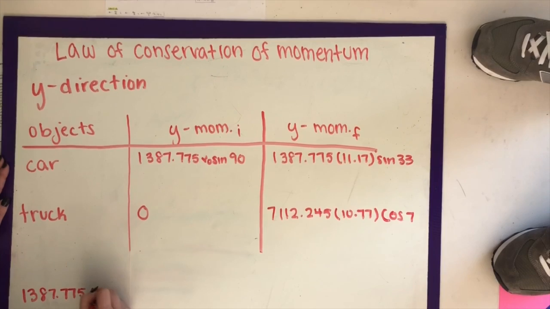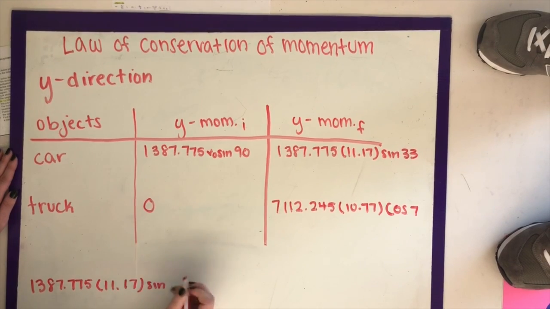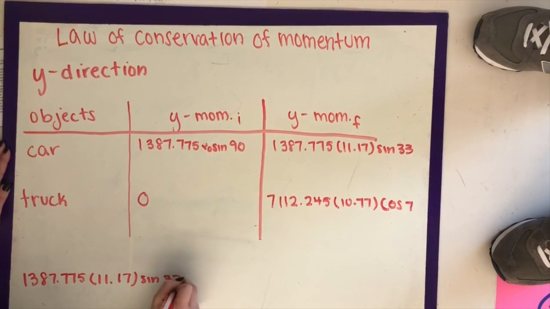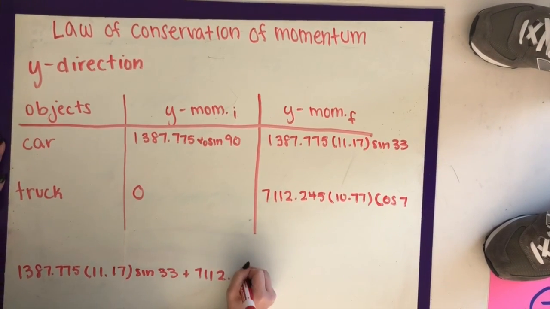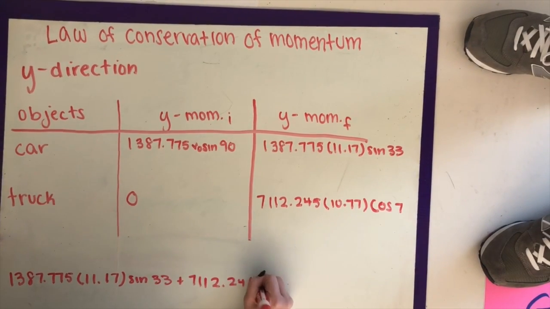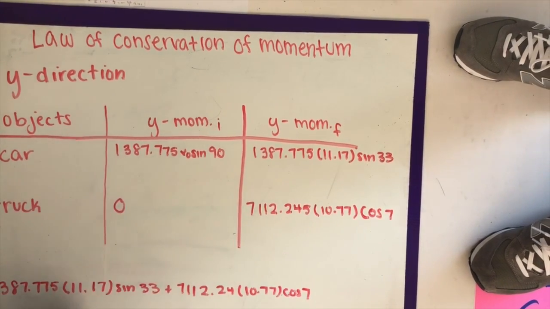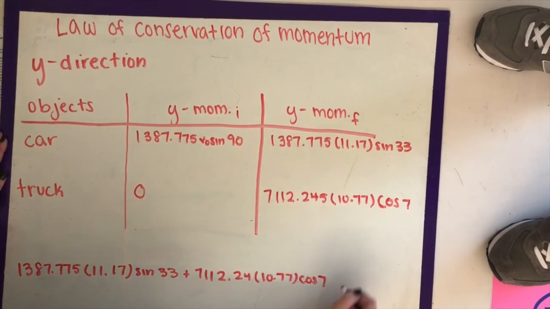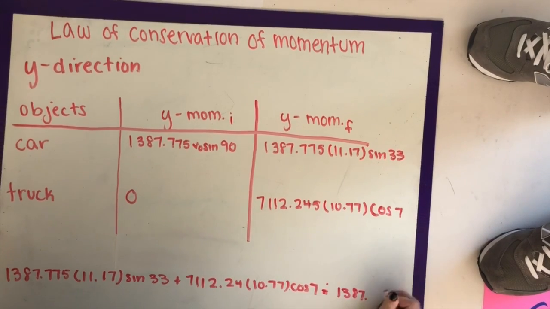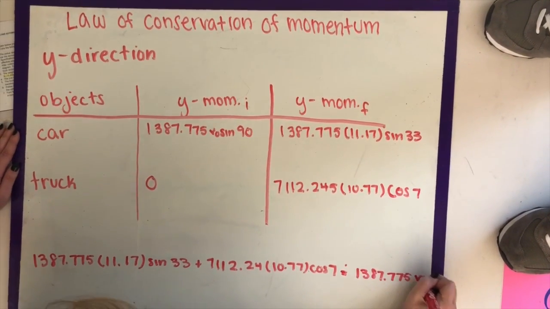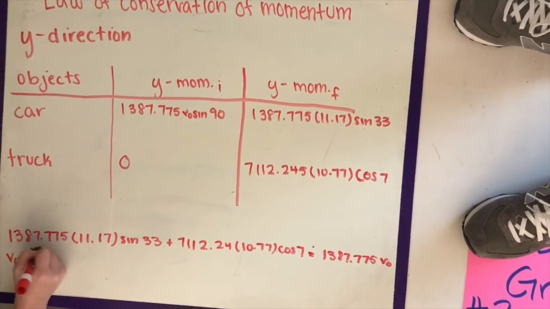For the y momentum final velocity, we know that the car skidded off at an angle of 33 degrees. So we will find the value of velocity using sine 33 degrees. So our formula will be 1,387.77 times 11.17, which is the final velocity of the car, times sine 33 degrees, plus 7,112.245 times 10.77 cosine 7.